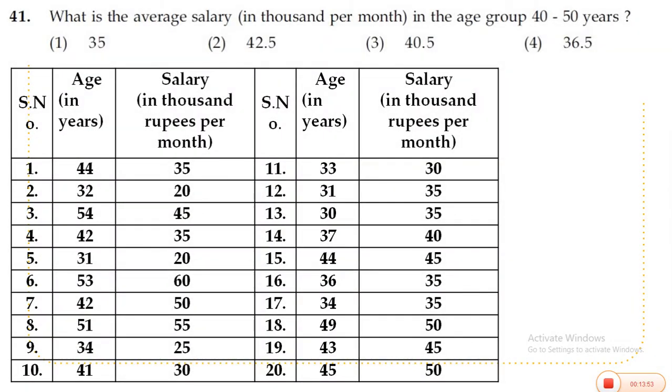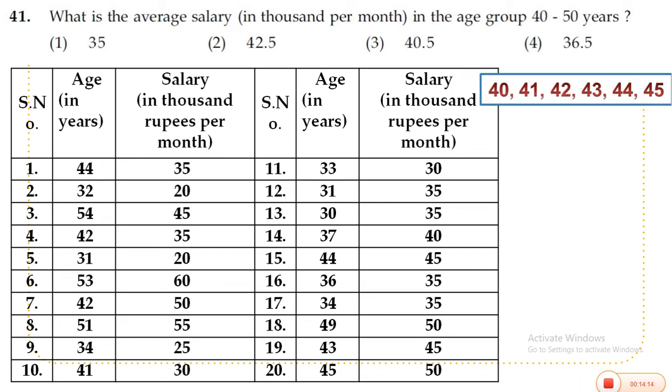Now I am moving to question number 41. Let's start this question. Here also they are dealing with the word average. What is the average salary in 1000 per month in the age group of 40 to 50 years? You see that they have limited the age. The range of age is given, that is 40 to 50. So let's check out the age of 40 to 50, that is 40 to 45 and 46 to 50.